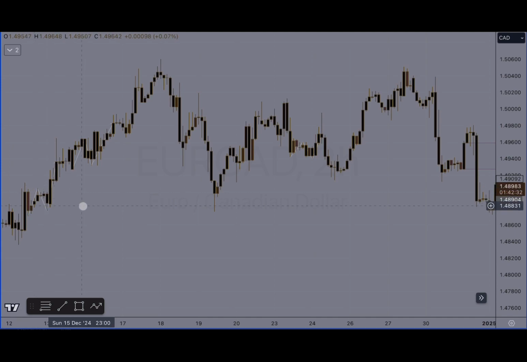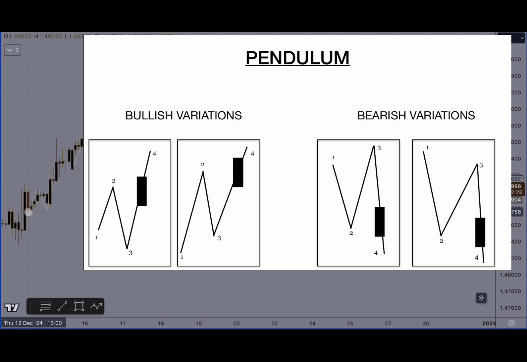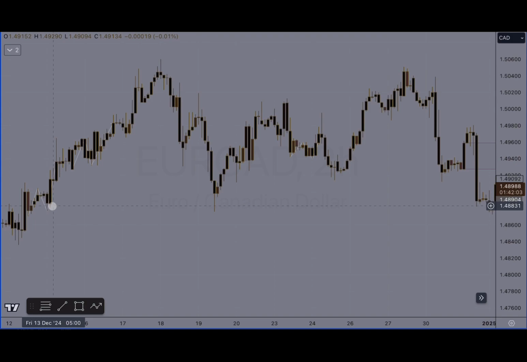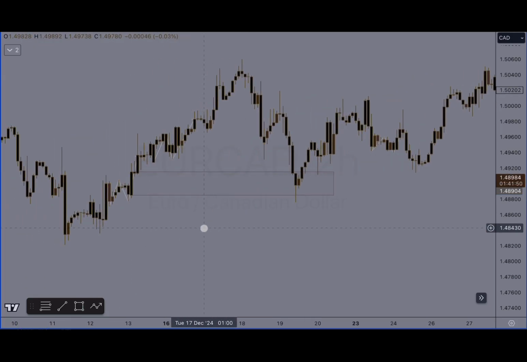Now, I mentioned to you guys that the pendulum is a 4-point, 3-move pattern. All right, so we have point number 1, point number 2, point number 3, and point number 4, and we have 3 moves between these 4 points. What we need is for the second point to be broken, and because this is the bullish variation, the second point is going to be broken to the upside, you guys. So we're going to go ahead and highlight the first candle that closes above the second point on our pendulum, and that is going to be our pivot.